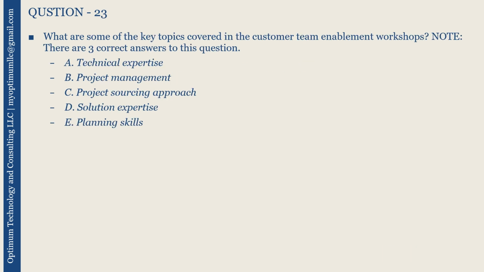Question 23. What are some of the key topics covered in the customer team enablement workshops? Note, there are three correct answers to this question. A. Technical expertise. B. Project management. C. Project sourcing approach. D. Solution expertise. E. Planning skills.